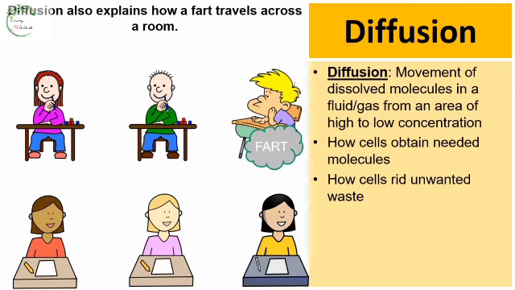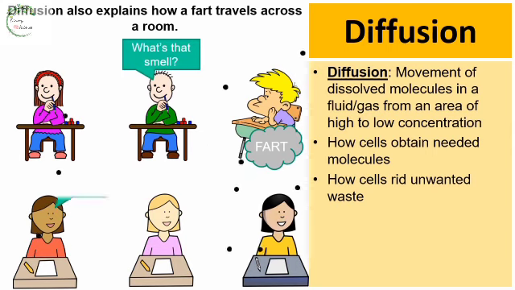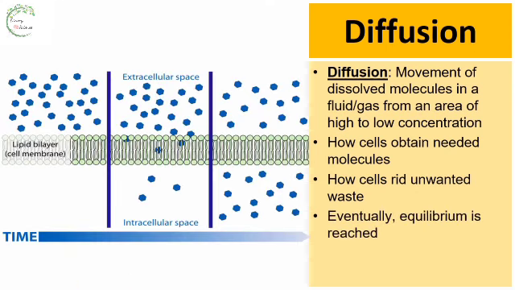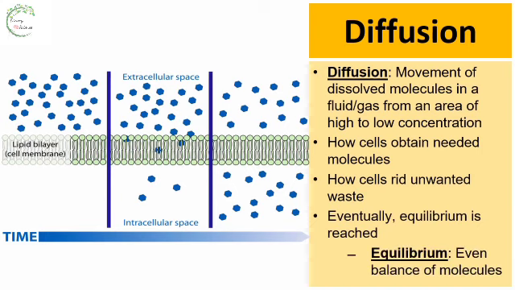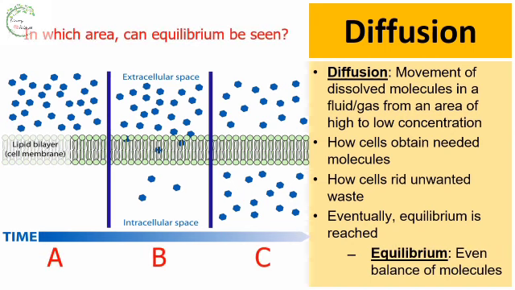So right now there's a high concentration of fart molecules around this student, but over time they will diffuse to a lower concentrated area, which is all throughout the classroom. And eventually other students begin to notice it as it diffuses, and they can then smell it. And so eventually diffusion continues, and then there's a balance that's reached, an equilibrium. This is where there's an even balance of molecules. And in my picture here, in which area, A, B, or C, can we see equilibrium? I hope you realize that's picture C.